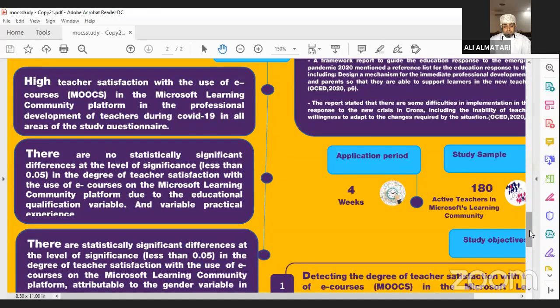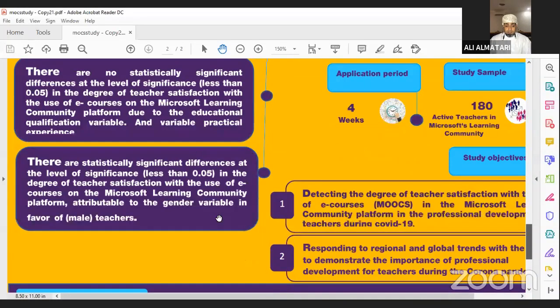satisfaction with the use of e-courses on the Microsoft Learning Community platform due to the education qualification variable and the practical experience variable. There is a statistically significant difference at the significance level of less than 0.05 in the degree of teacher satisfaction with the use of the course on the Microsoft Learning Community platform related to the gender variable, for males.